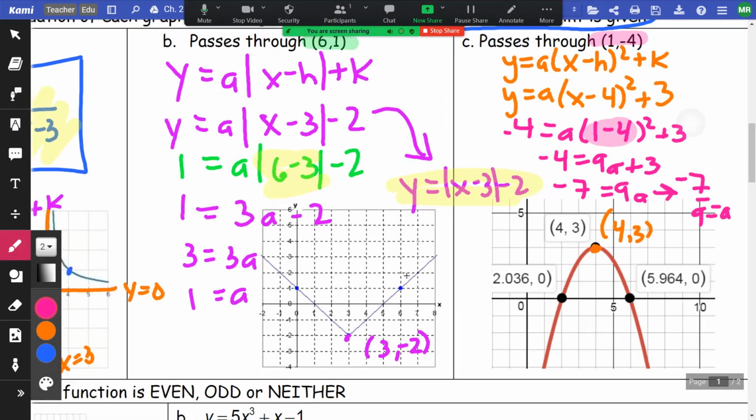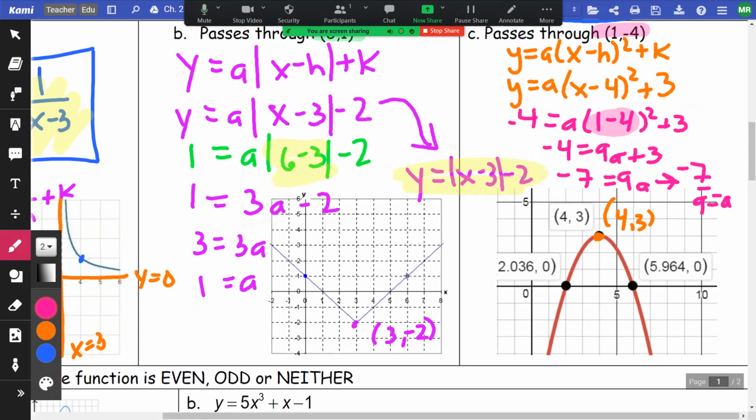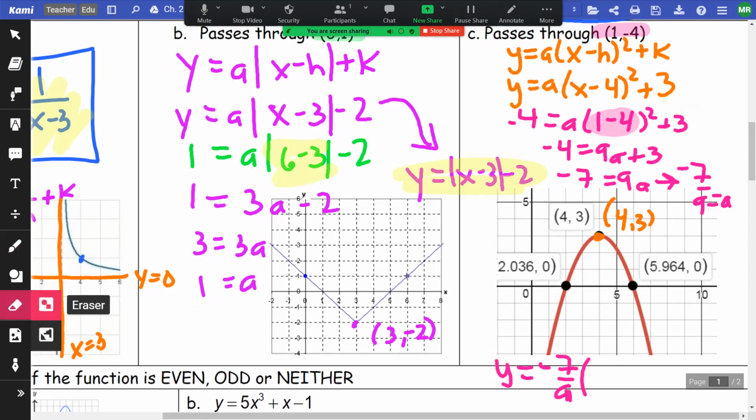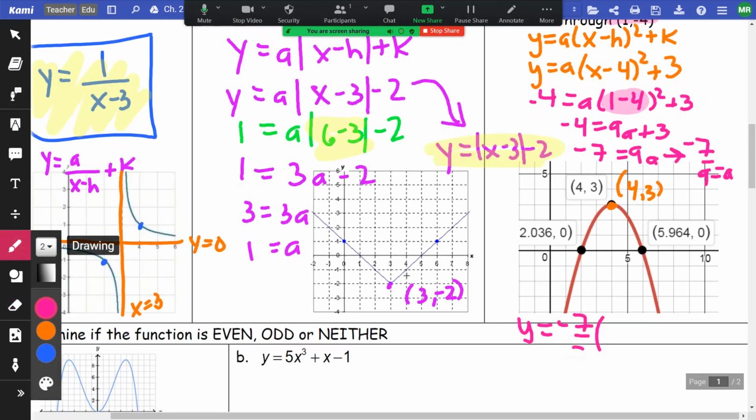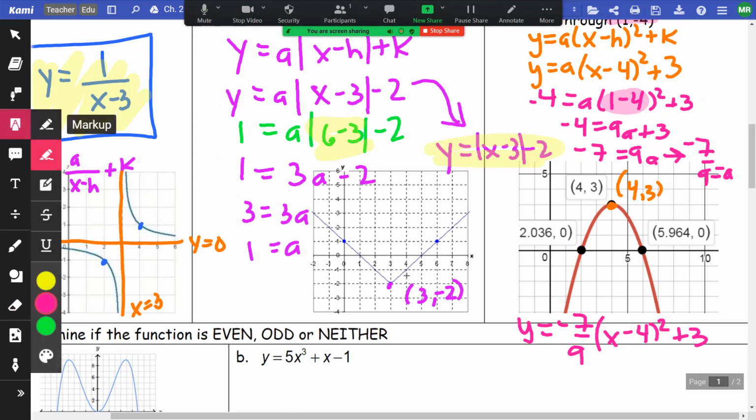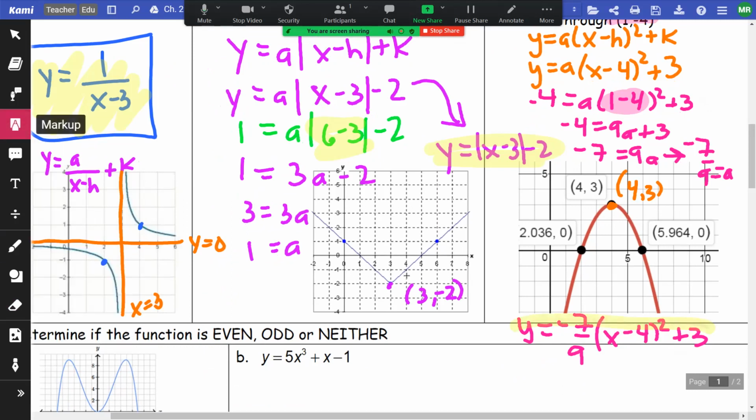So that means my final equation, I'll write it down here, is going to be y equals negative 7 over 9 times the quantity x minus 4 squared plus 3. And that would be our final answer.